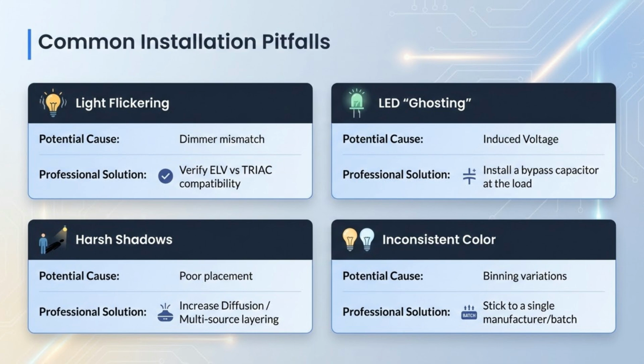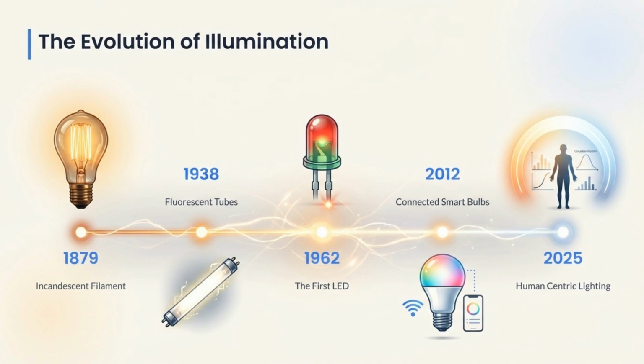Common installation pitfalls include light flickering, often solved by verifying dimmer compatibility, and LED ghosting, addressed by installing a bypass capacitor at the load. Illumination has evolved significantly, from the incandescent filament in 1879 to the first LED in 1962, to connected smart bulbs and moving toward human-centric lighting by 2025.